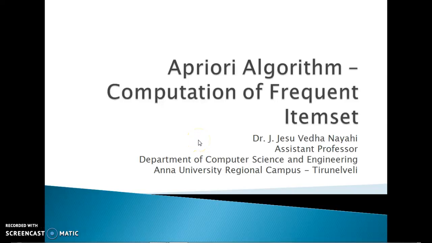Dear students, today I am going to teach you about an algorithm in data mining called the Apriori algorithm, which is used to generate frequent item sets. We'll see how.